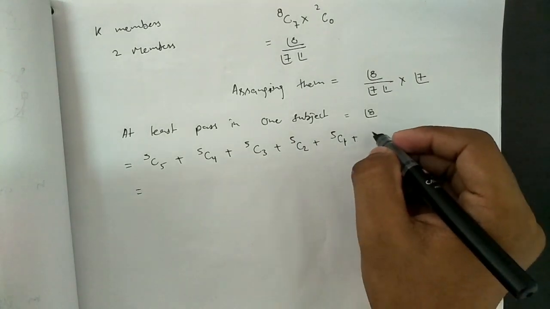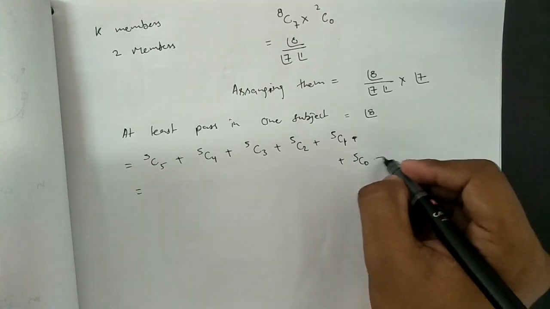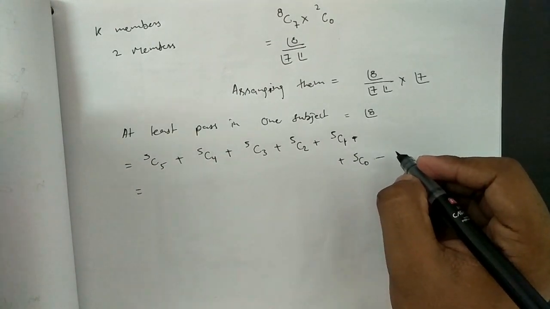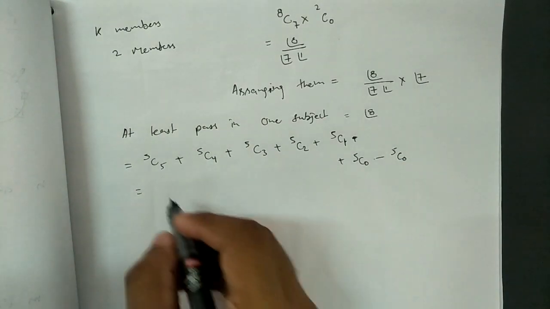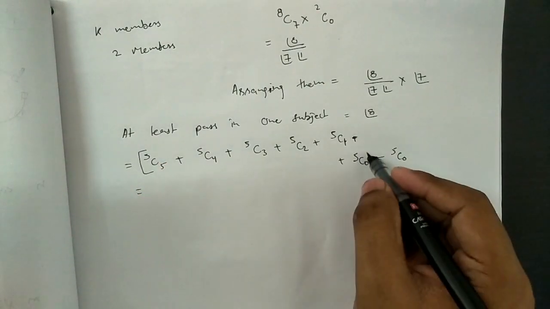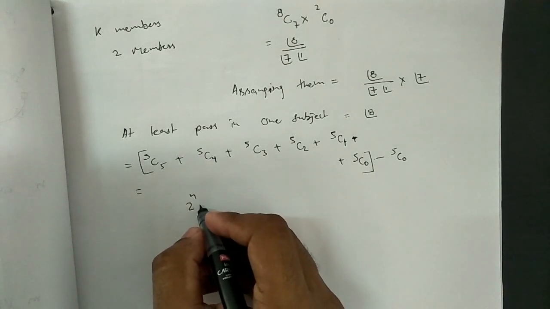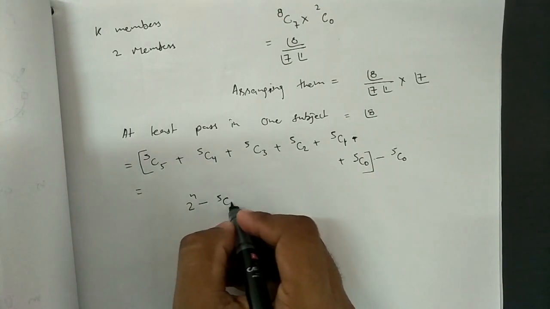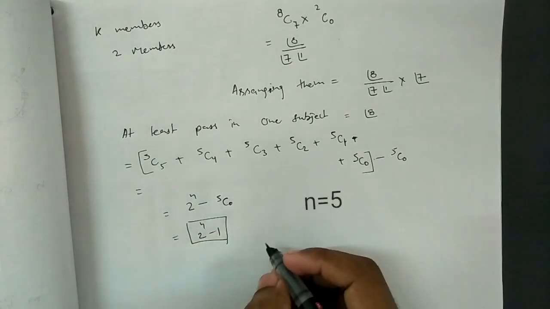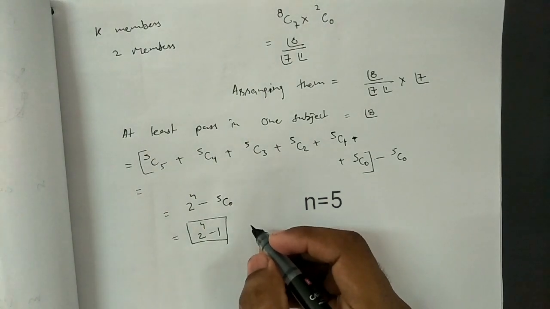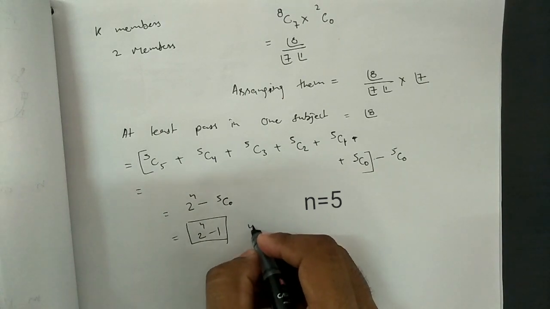Now if I add an extra term 5C0 and subtract the term 5C0, the sum of these numbers will be 2 to the power n, and subtracting 5C0 will give 2 to the power n minus 1. So you can pass the exam in 2 to the power n minus 1 ways.